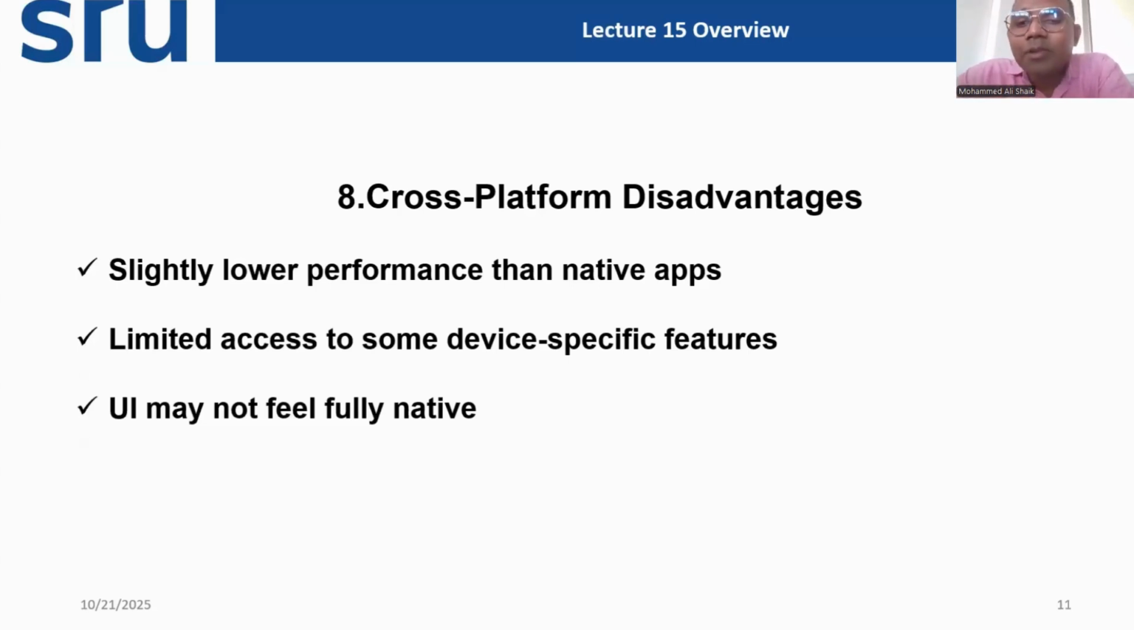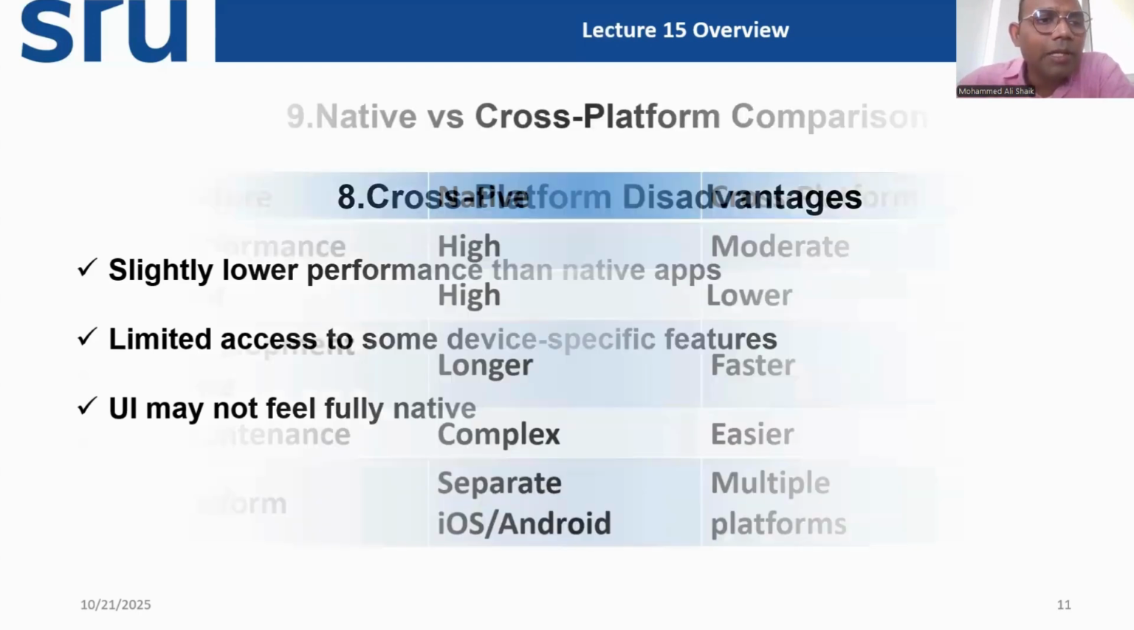We have some examples like gaming apps. When we use cross-platform, there may be an issue with frame rate. That is called frame rate sensitivity. That might be there. So let us move to the next slide.